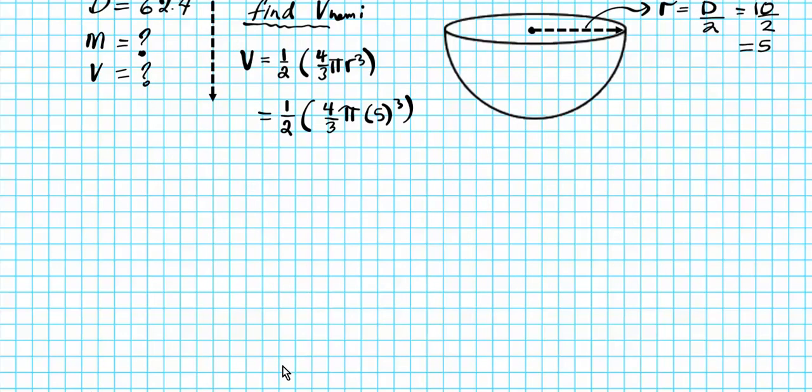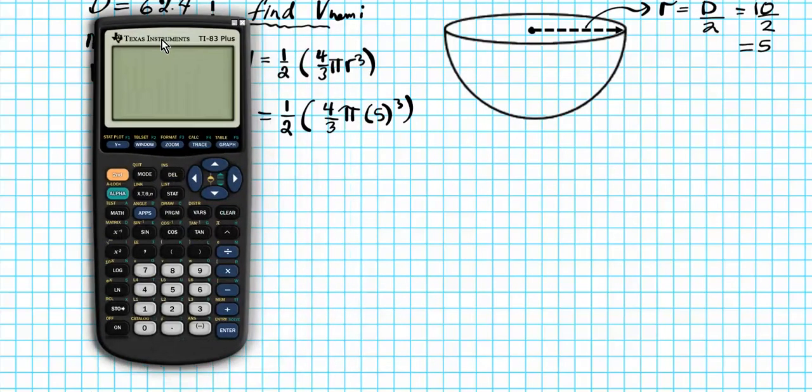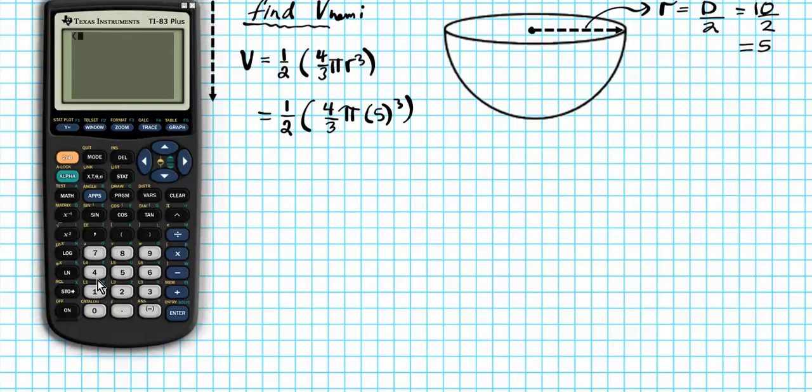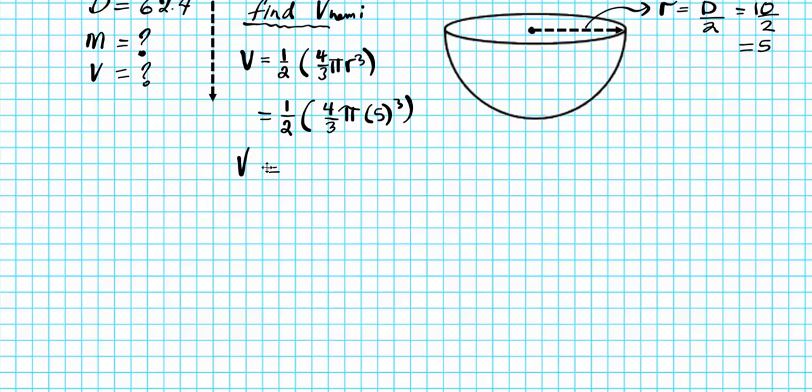All right, so let's put that in our calculators. Clear that. 1 over 2, times 4 divided by 3, times pi, times 5 raised to the third power, 5 caret 3, or you can use the cubic option somewhere here. I don't know where it is. Okay, enter. So we have 261.7993. So that's the volume of the hemisphere. So the volume is going to be 261.7993, in cubic feet.